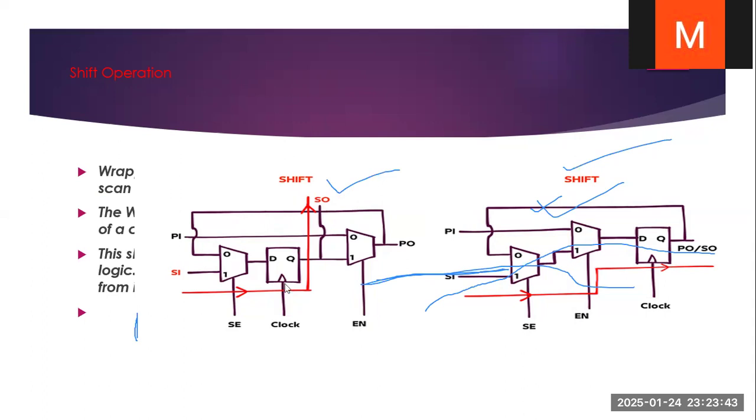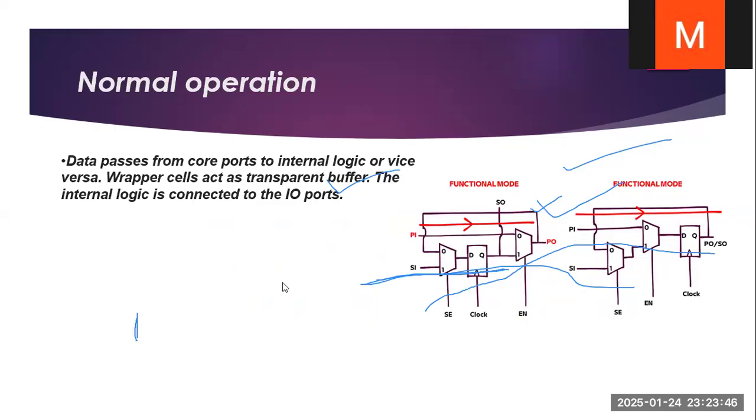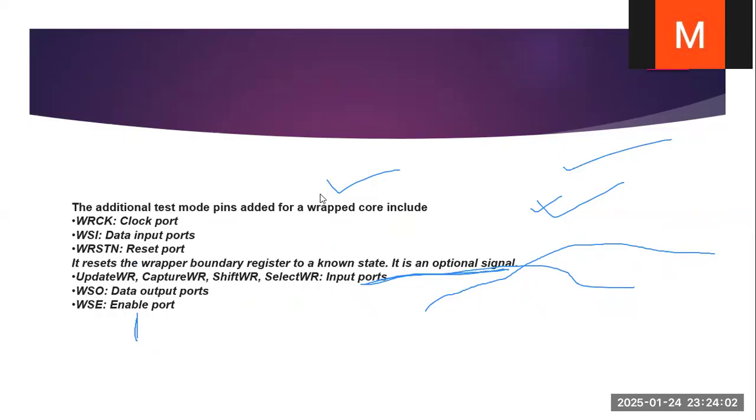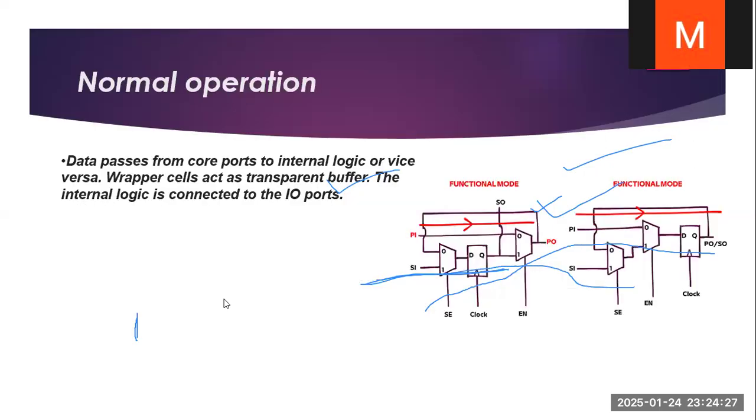Now we look into the capture operation image, the normal operation. During the normal operation, primary input to primary output, the vapor cell gets bypassed. The additional test mode pins added for the vapor core include the clock port, data input port, and reset port, which resets the vapor boundary registers to a known state, it is optional. Also update, capture, shift, and select vapor input ports, data output ports, and the enable port. These are the pins we are using for the vapor operation.